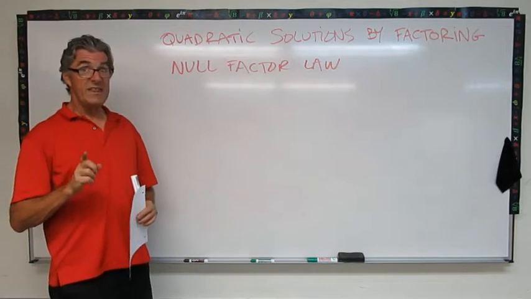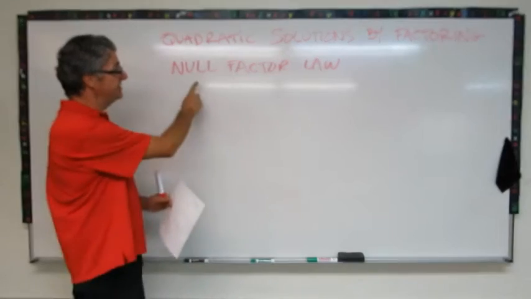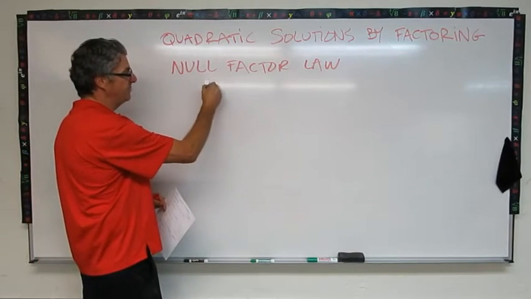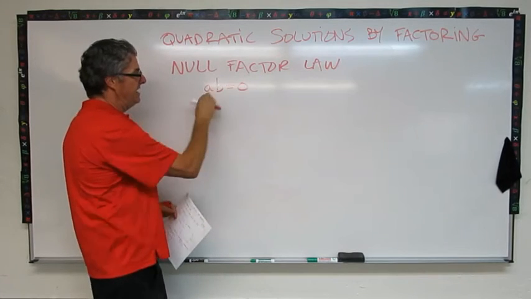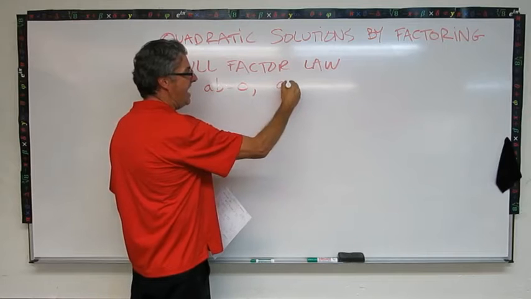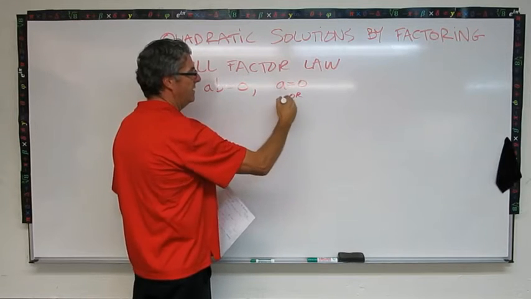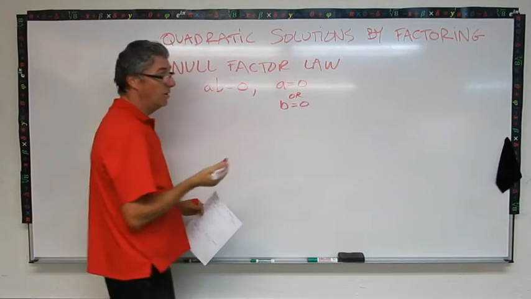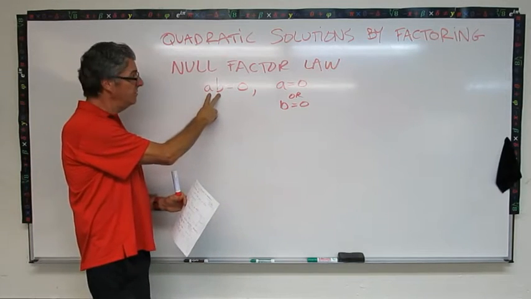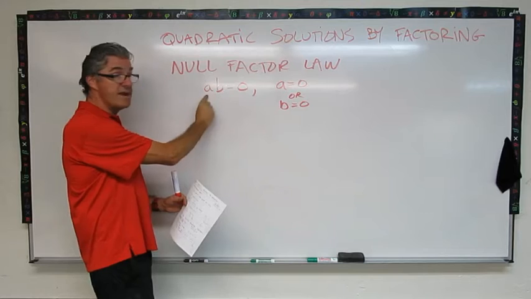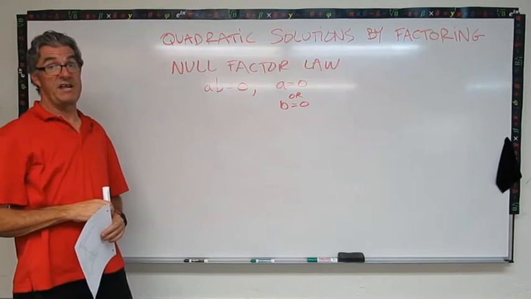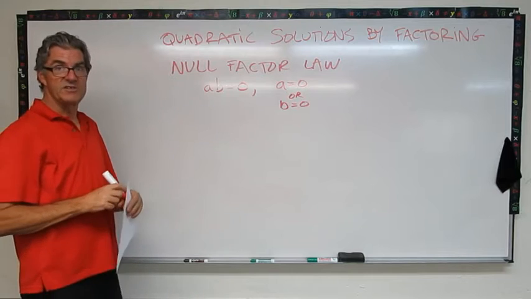Okay? So one of the key elements we use with that is this thing called the null factor law. And basically it's pretty simple. If A times B is 0, then A has to be 0 or B has to be 0, or both. So if this product of two variables is 0, at least one of them must be 0. So we're going to exploit this pretty often when solving quadratic equations. Let's take a look at one.